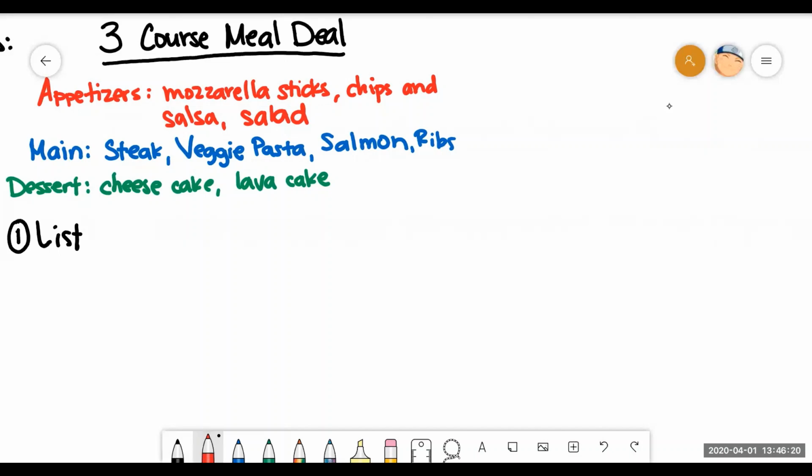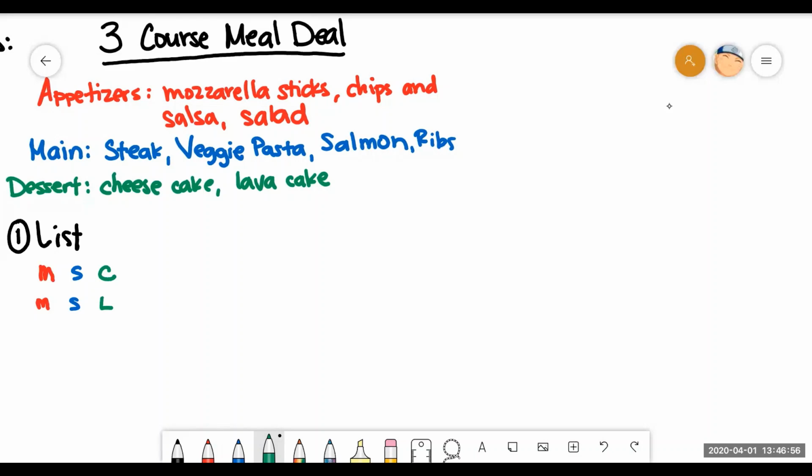Let's start with our mozzarella stick. Okay, so I'm just going to use M for mozzarella. And then I'm going to write S for steak. And then I'll write a C for cheesecake. So there's one combination. I ordered mozzarella sticks, I ordered a steak, and I ordered cheesecake for dessert. Now, instead of having mozzarella steak and cheesecake, I could also have mozzarella steak and lava cake. So that's another option that I have.